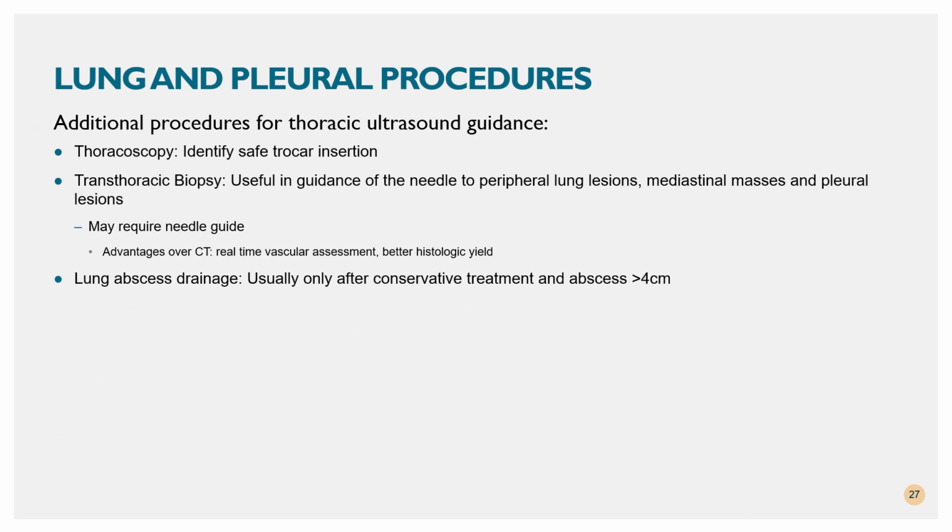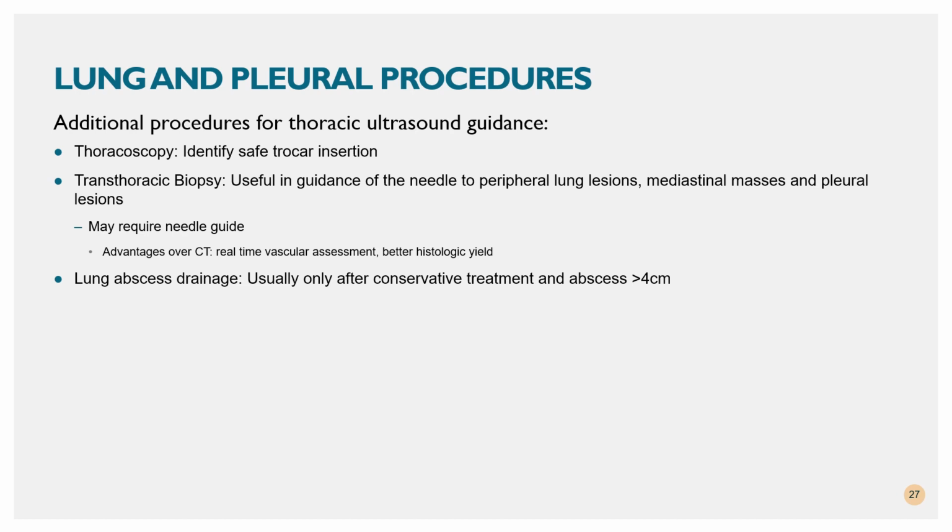Okay, so additional procedures for thoracic ultrasound guidance. You can also use it in a thoracoscopy, and this is just a way to identify a safe insertion point for the trocar. Transthoracic biopsy, you would use ultrasound in guidance of the needle to mostly peripheral lung lesions, mediastinal masses, and pleural lesions, allowing you to evaluate Doppler and position and use that needle guidance to direct the needle right at the area.